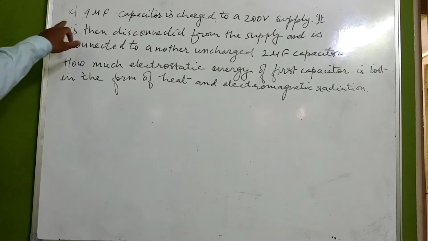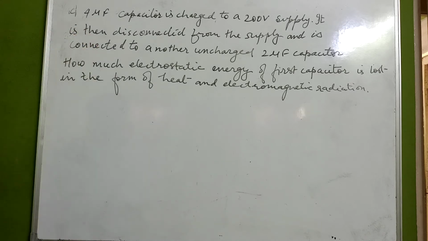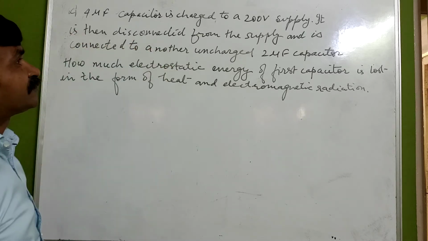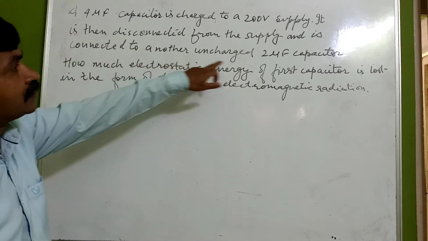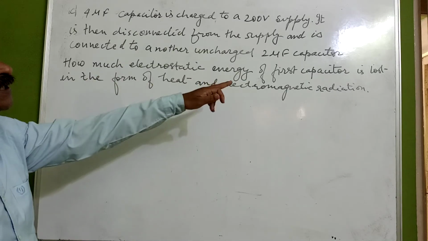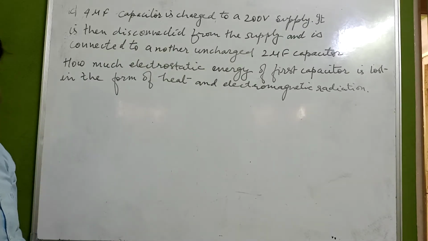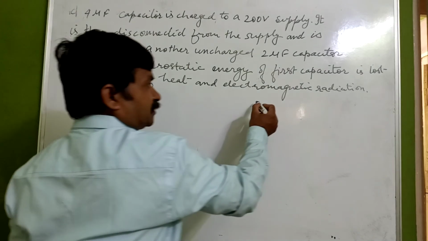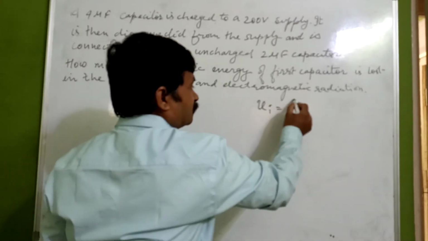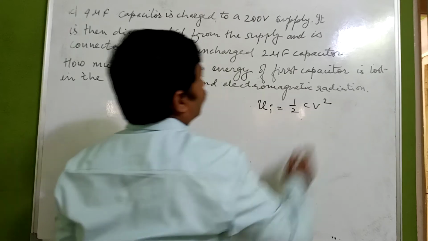Now here we are having another question. A 4 microfarad capacitor is charged to a 200 volt supply. It is then disconnected from the supply and is connected to another uncharged 2 microfarad capacitor. How much electrostatic energy of first capacitor is lost in the form of heat and electromagnetic radiation? So first of all, we have to calculate the initial energy. So Ui is equal to half CV square.